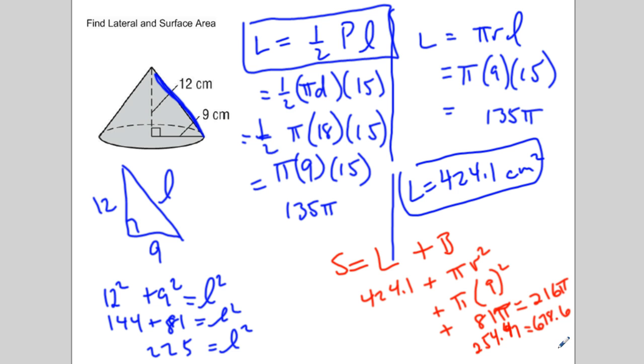678.6. Sorry, I'm running out of space there. 678.6. Now, hopefully you're not just copying this down, but you're actually thinking about it. If you are copying it down, please go back and try to figure it out. 678.6 inches squared for the lateral. I'm sorry, for the surface area.